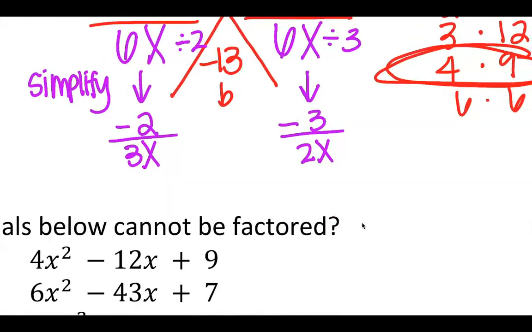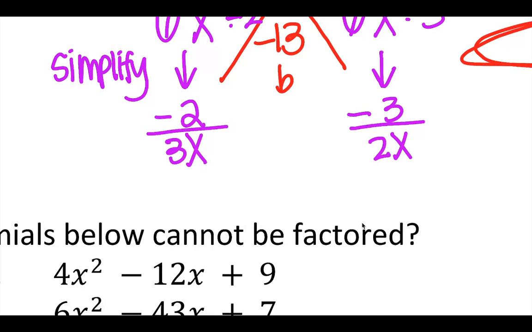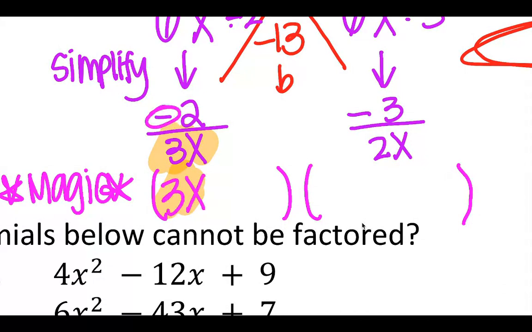And then here's our fancy magic trick. We turn our fractions into factors. So we're going to have a binomial times another binomial. Remember, your bottom is going to go first. So 3x. It's a negative fraction, so it's going to be minus. And then you're going to put your top, which is 2.